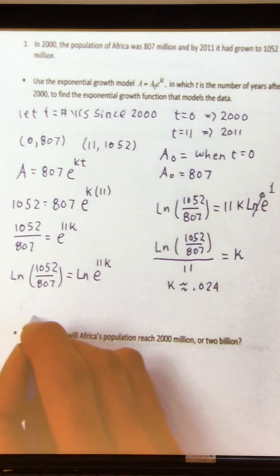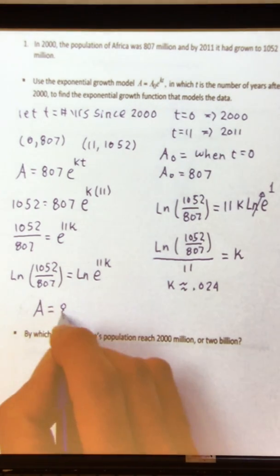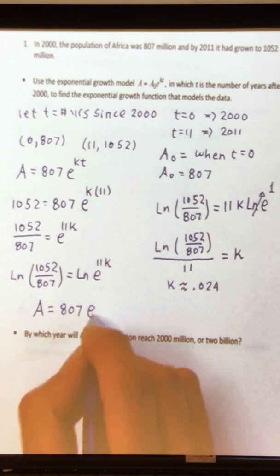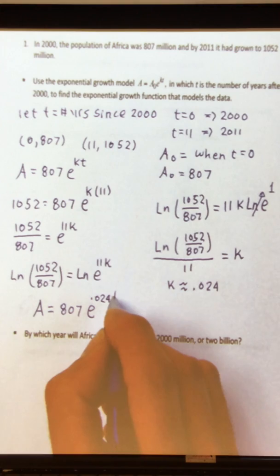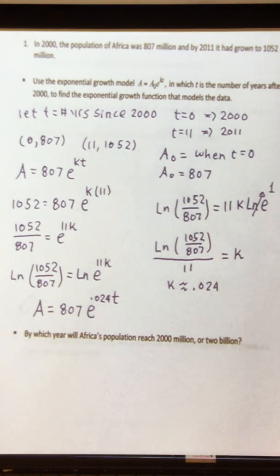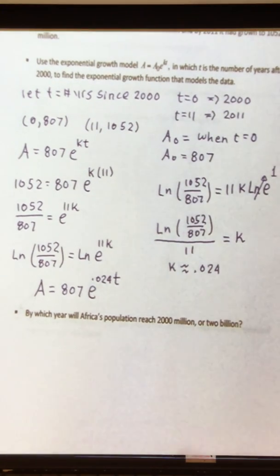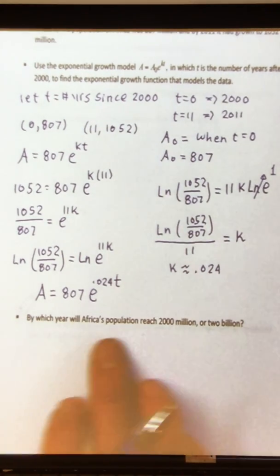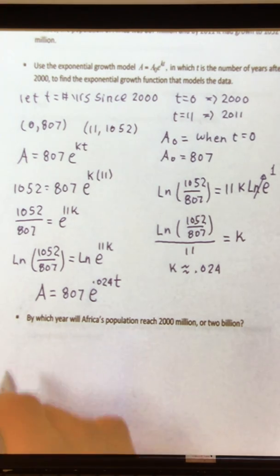That means we now have the growth model. A equals A0, 807, e to the 0.024t. So now given a value of t, we can find the population A, or given A, we can use logarithms to find the value of t. In the next part of problem 1, we are asked to find t so that A is 2,000, since we're given the population to be 2,000.